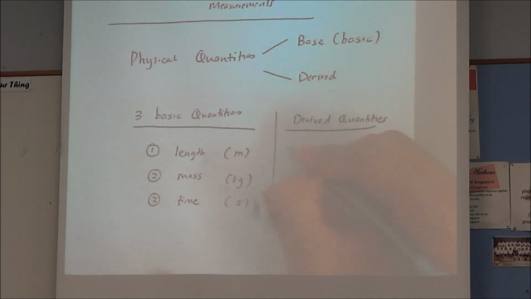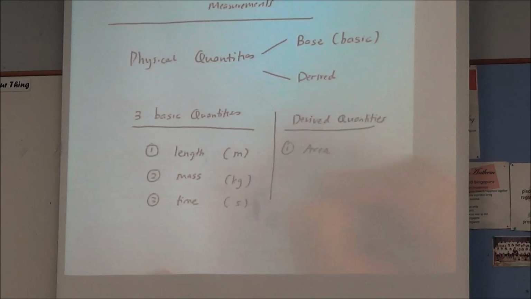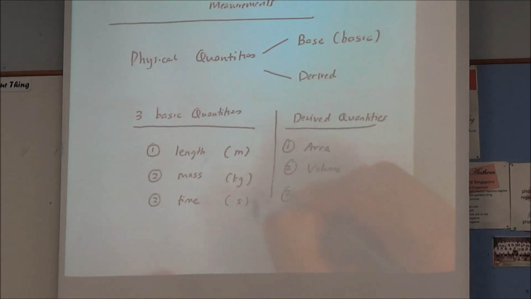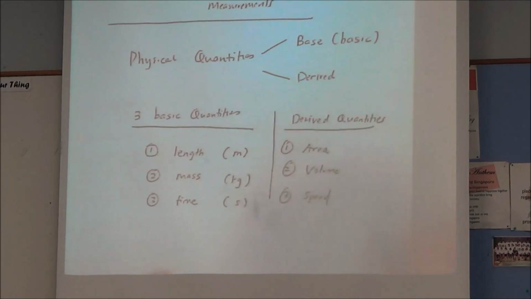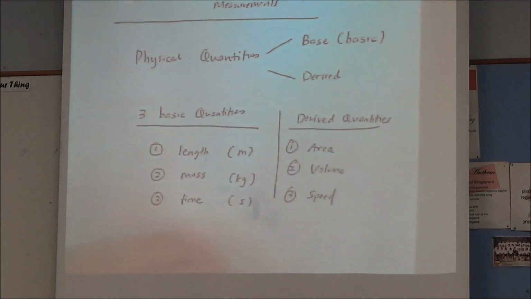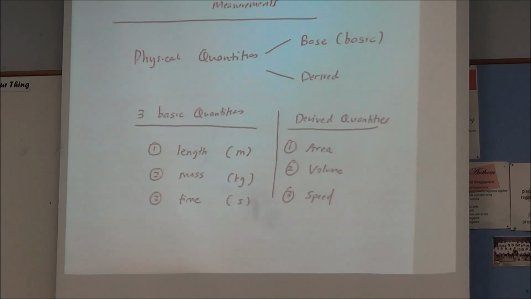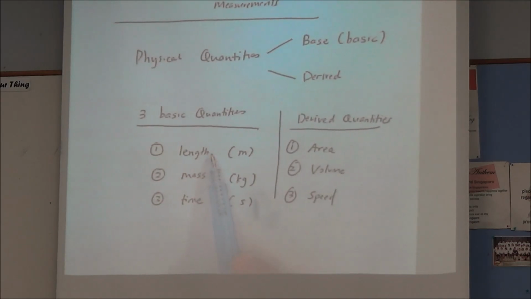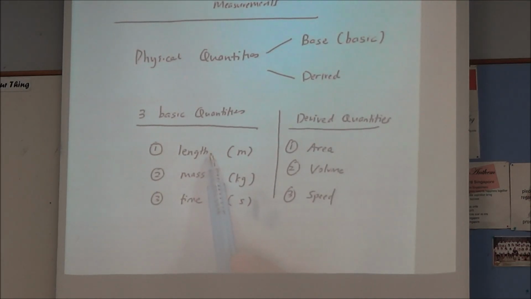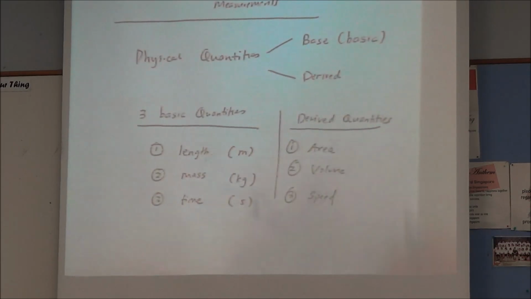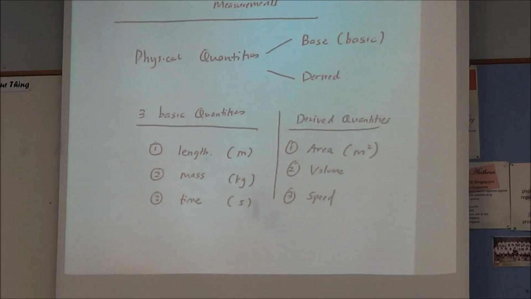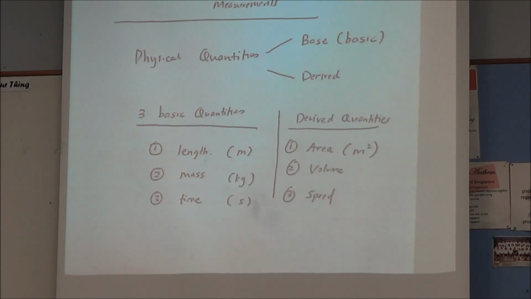Some examples are area, volume, speed. The meaning of derived is it makes use of basic quantities. Area is length times breadth. Length is a measurement of length, and breadth is also a measurement of length. So it's meter times meter, so meter squared. So it still makes use of basic quantity.